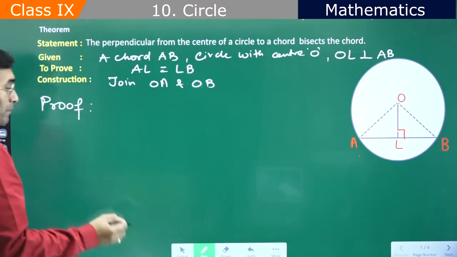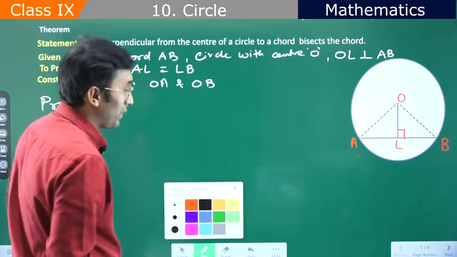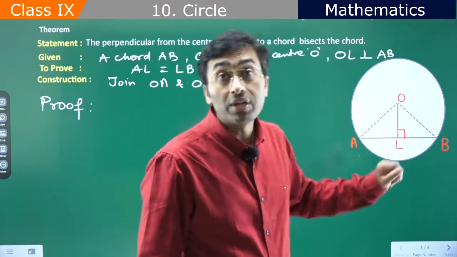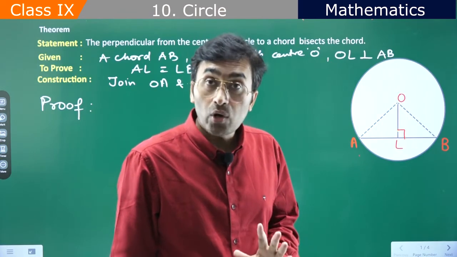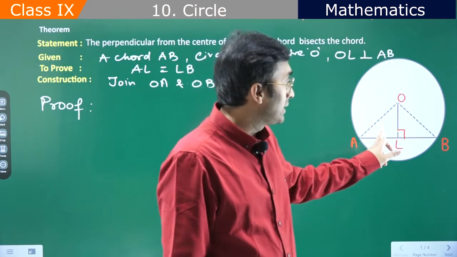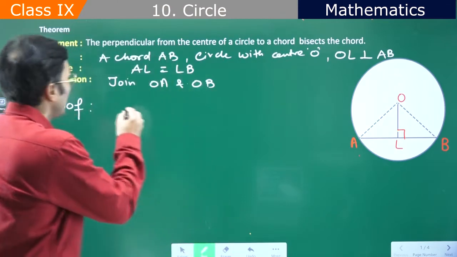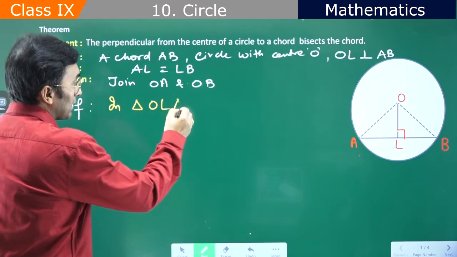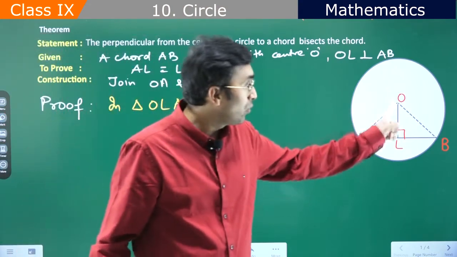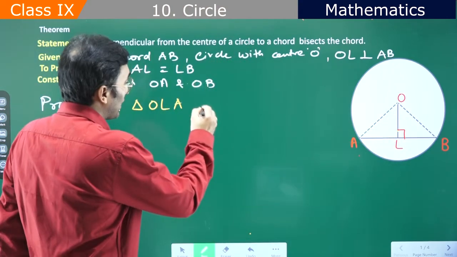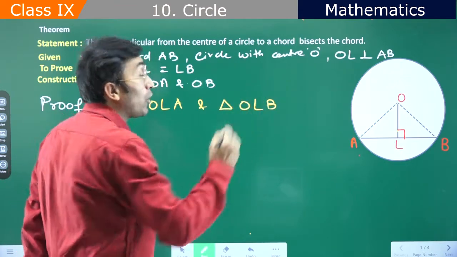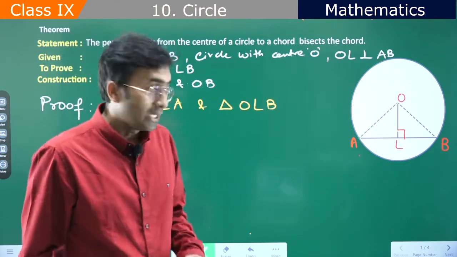Proof. Just observe it first. Now you can see we have two triangles here, so we can use congruency in triangles. We will write in triangle OLA, this triangle, and in triangle OLB. Now observe which things are equal here.